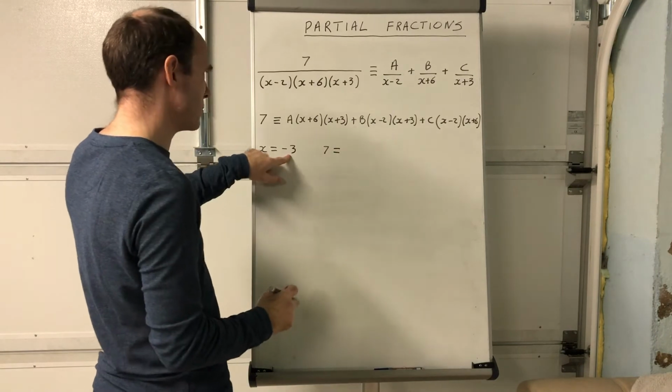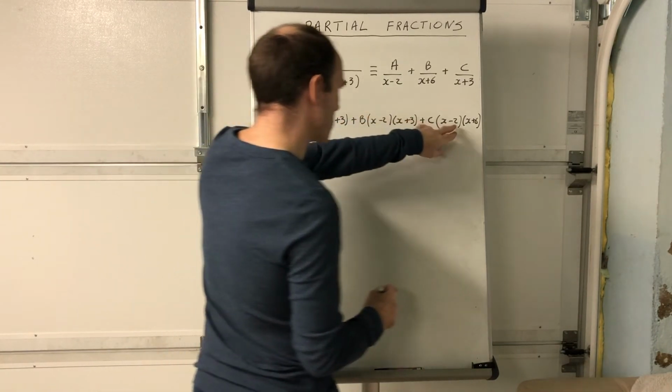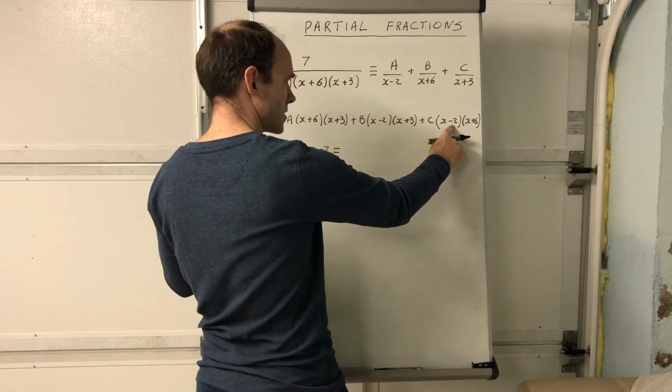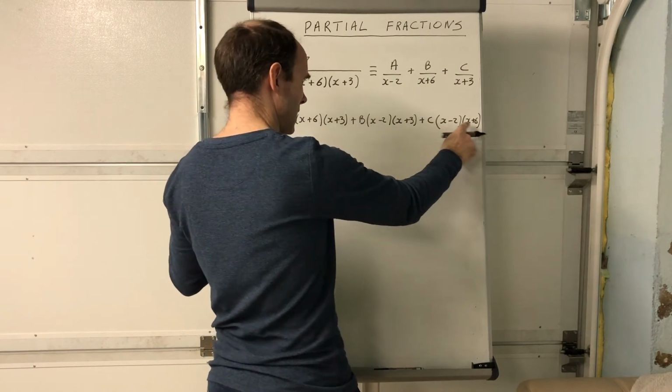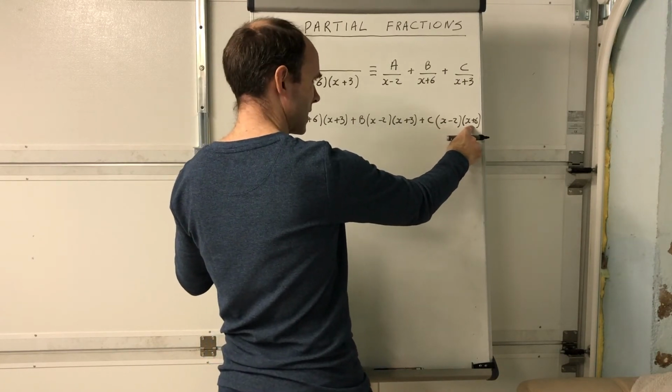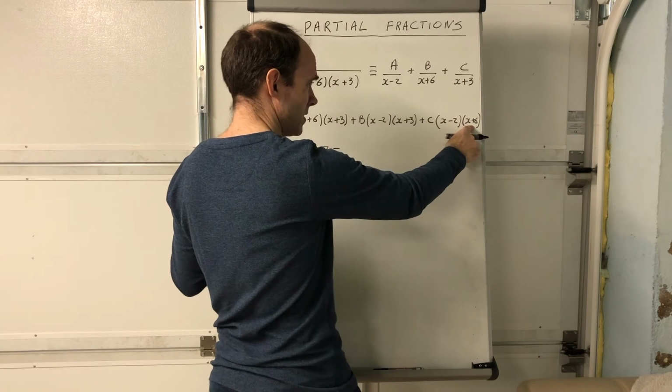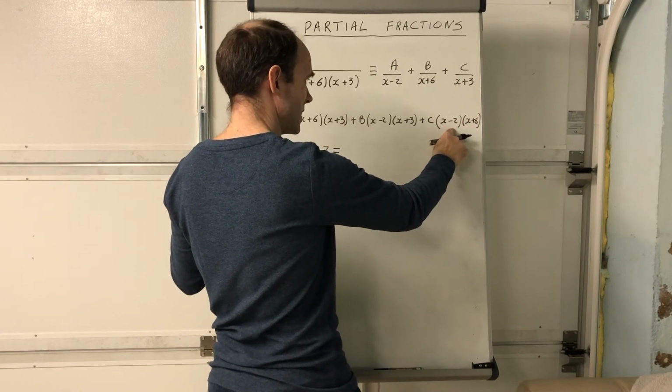So put in -3, that'll be 0, that'll be 0. What's this going to be? -3 subtract 2, that's -5. And then -3 plus 6, that's 3. So 3 times by -5 is -15.